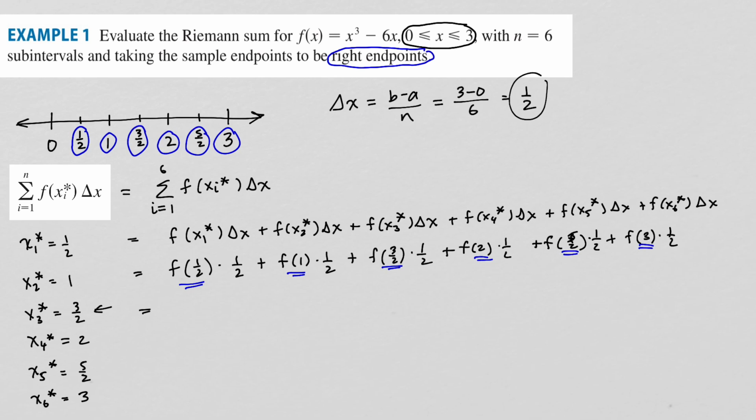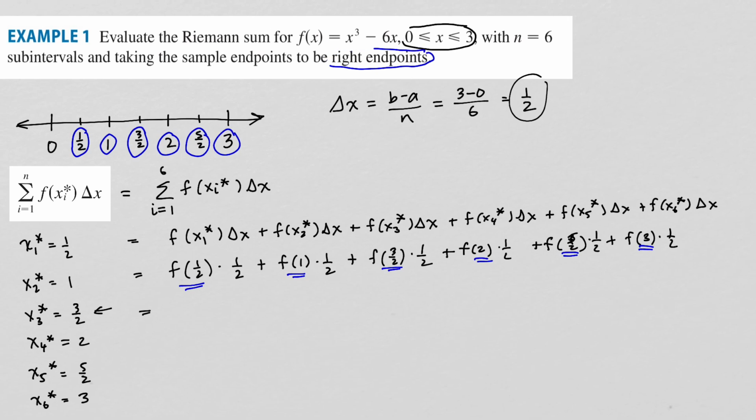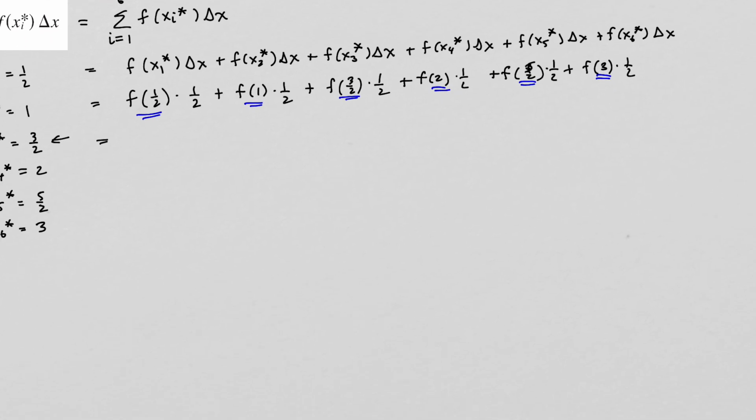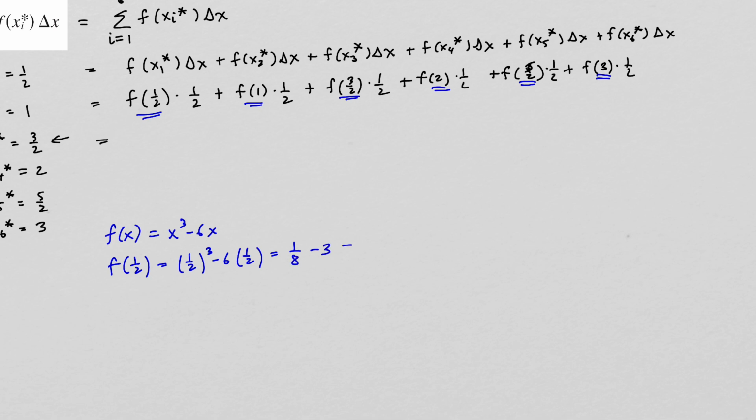And so for this, we have to go to the function. So let's keep in mind the function is right here. F of x is x cubed minus 6x. So let's figure these out. F of 1/2 is going to be 1/2 cubed minus 6 times 1/2. And this is 1/8 minus 3, which is 1/8 minus 24 over 8, which is negative 23 over 8.